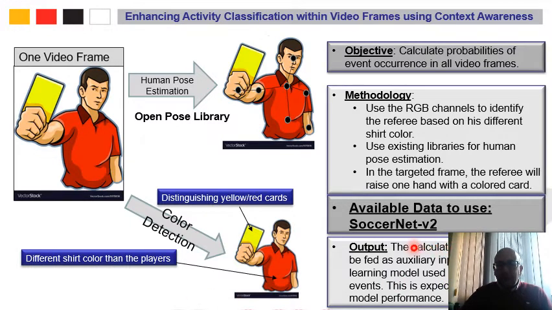So the output, maybe you cannot read it, but the output is, as I said, how can we use auxiliary data or additional data to be able to improve the performance of the deep learning model provided by Abdurrahman.